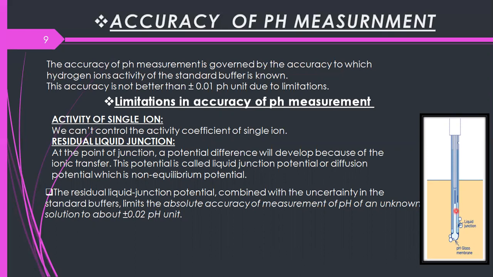Here it creates a potential difference because of the ionic transfer, and this potential is known as liquid junction potential, or we say it is diffusion potential, which is a non-equilibrium potential. So the liquid junction potential limits the absolute accuracy of measurement of pH of an unknown solution to about 0.02 pH unit. So it is necessary to remove the residual liquid junction.